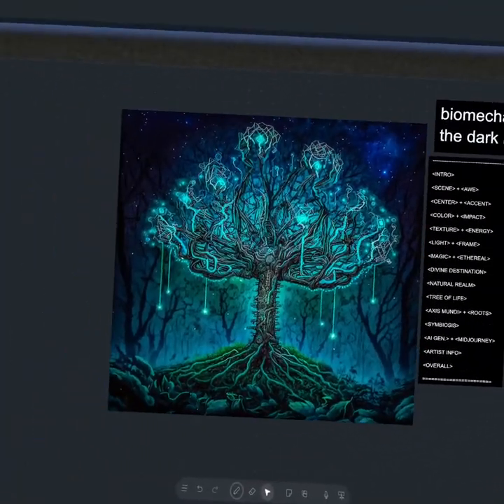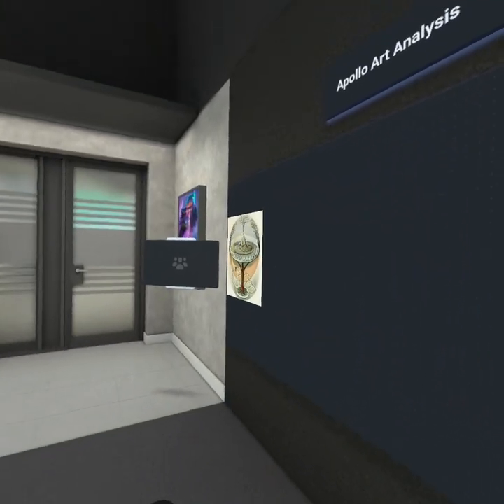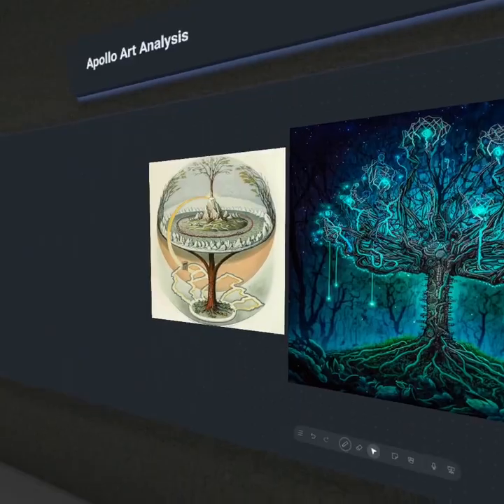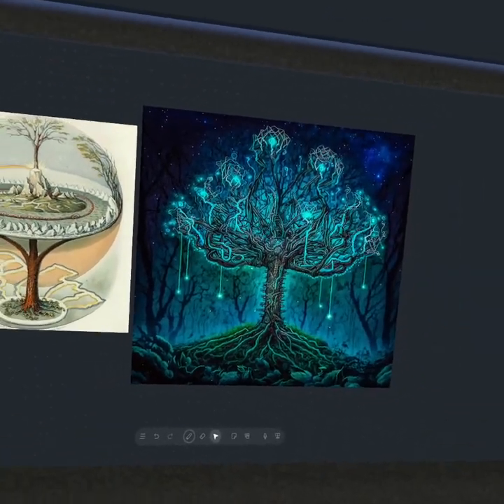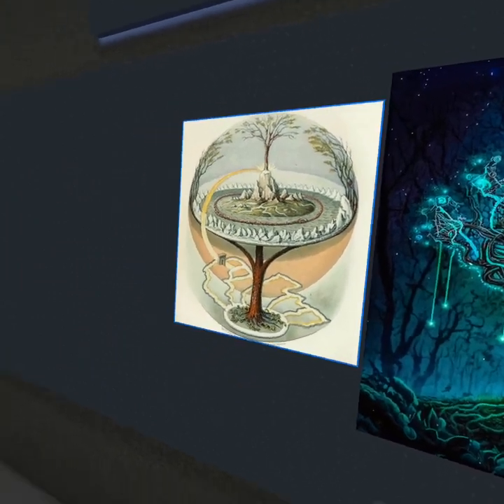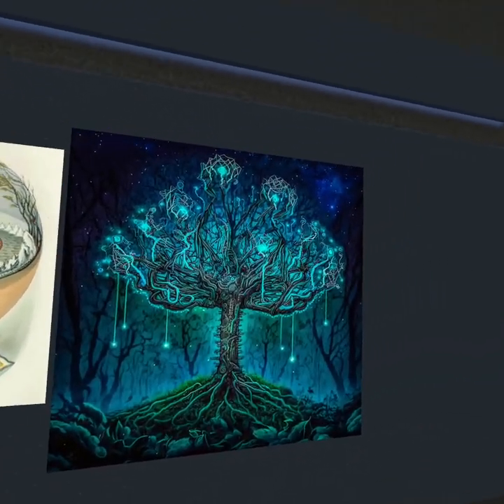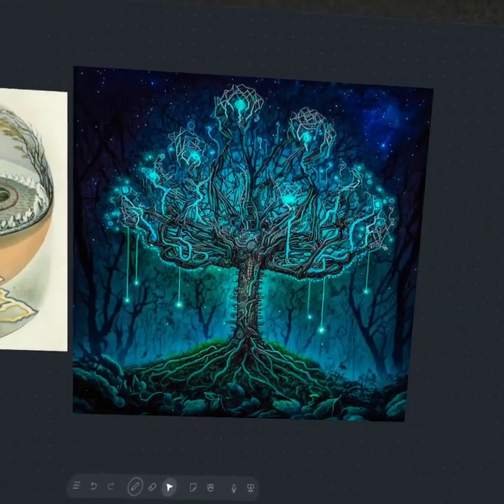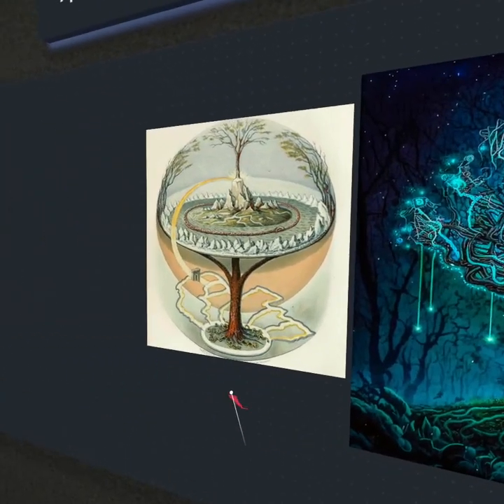Now I'm going to take a quick look at the tree of life, talk a little bit more about that, and break down the symbol with a bit of reference here real quick. All right, so here we are. I have a reference of the tree of life on the left here, and then of course we have the piece we're studying today. So this is a biomechanical tree of life on the right. And we go to the left here, this is an illustration of a tree as well.